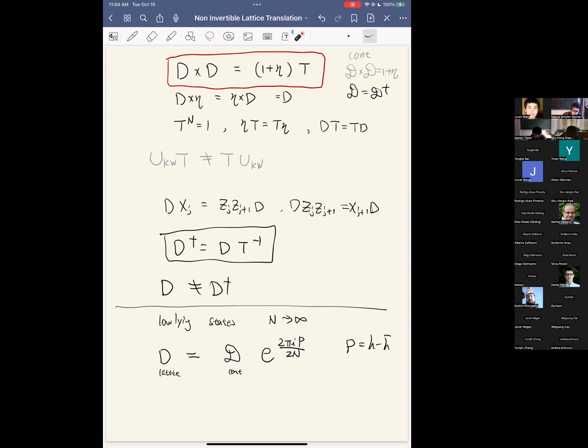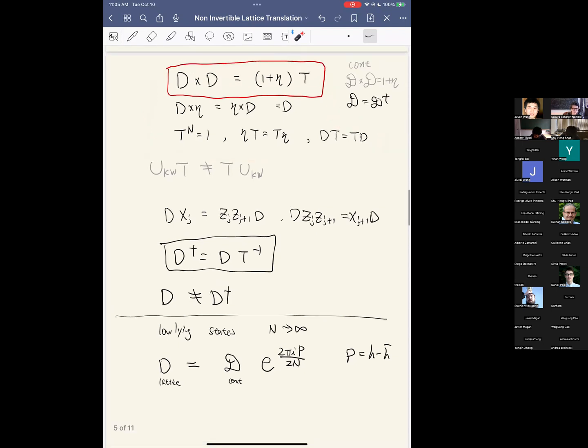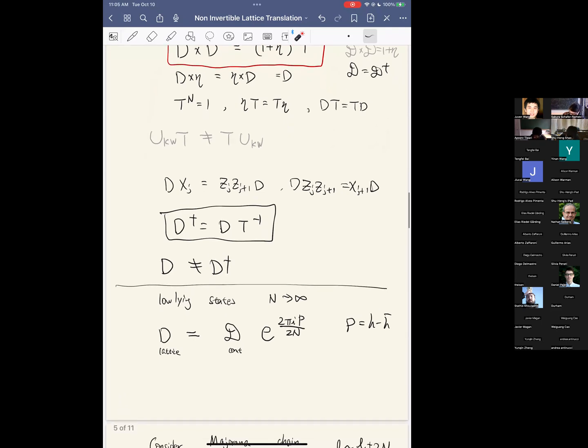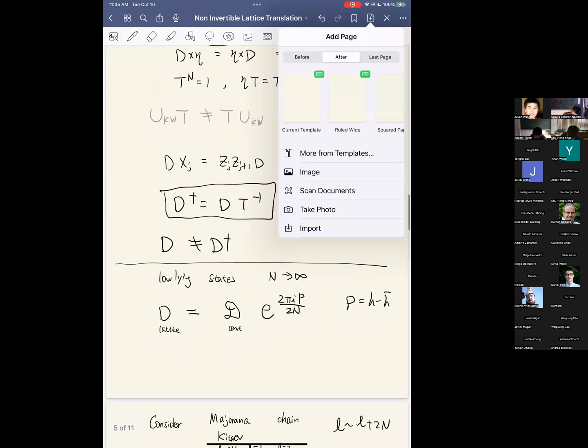So I'm out of time, so I'm just going to conclude with this algebra on the lattice. What I find really intriguing about this is that there's something fundamentally different about the algebra on the lattice versus in the continuum. And that begs for a different study of the lattice system compared to the continuum one.